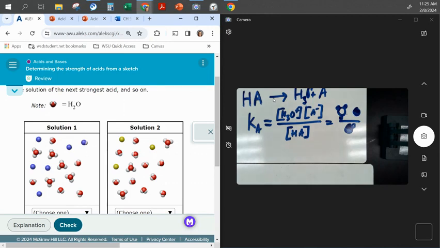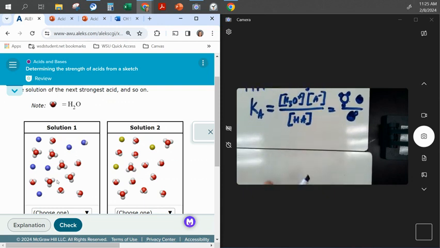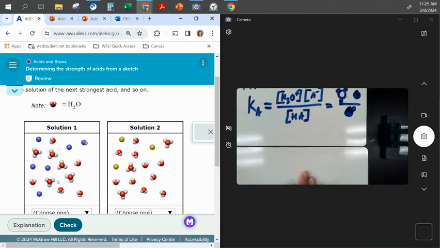Okay, so let's go to the picture. In my picture, I'm going to count hydronium, conjugate base, and then the original acid. So hydronium: 1, 2, 3, 4, 5. So for number 1, we have 5 hydroniums times 5 conjugate bases.